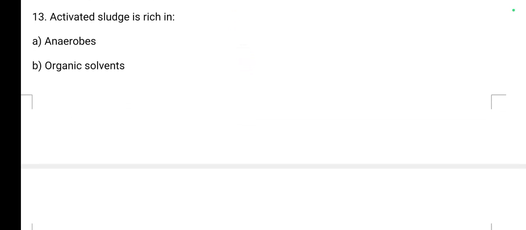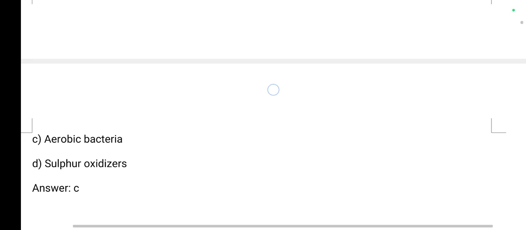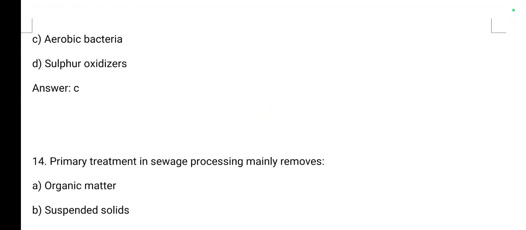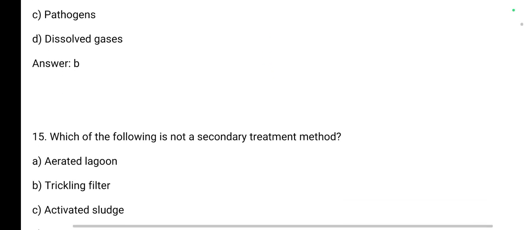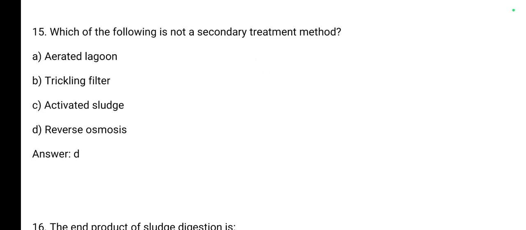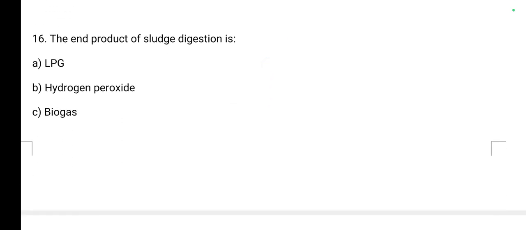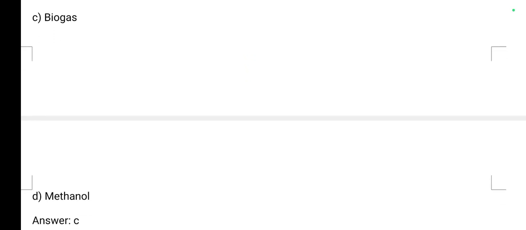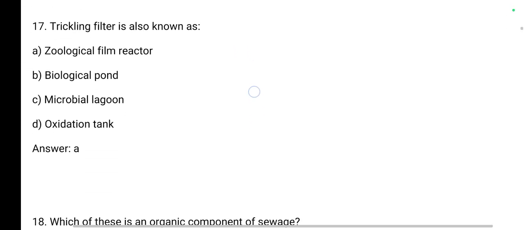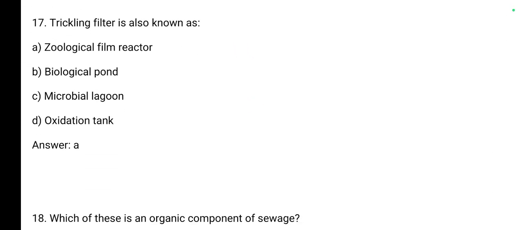Activated sludge is rich in, so it is rich in aerobic bacteria. Primary treatment in sewage processing mainly removes, so it removes suspended solids. Which of the following is not a secondary treatment method? So the answer will be reverse osmosis. The end product of sludge digestion is, so the correct answer will be biogas. Trickling filter is also known as, so it is also known as biological film reactor.